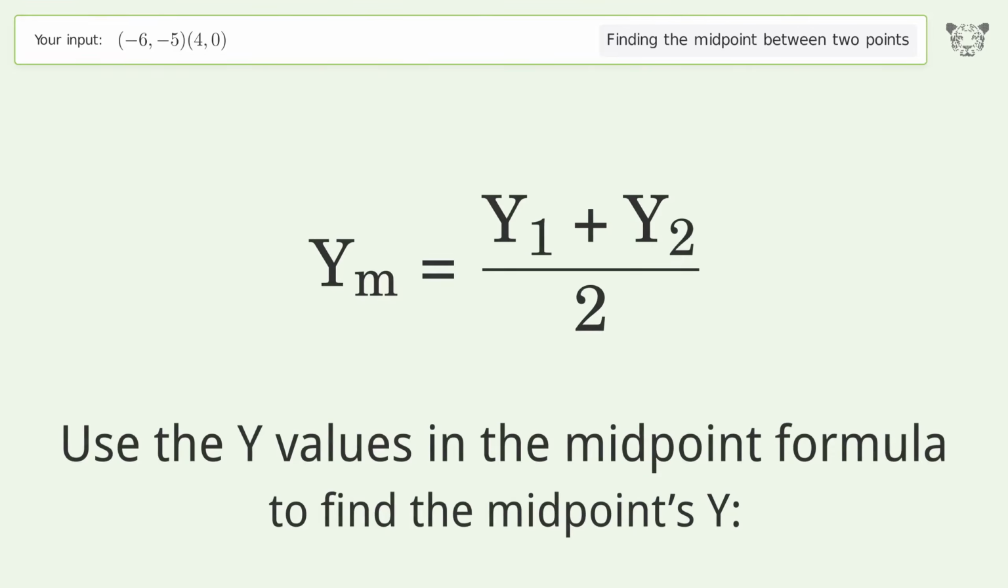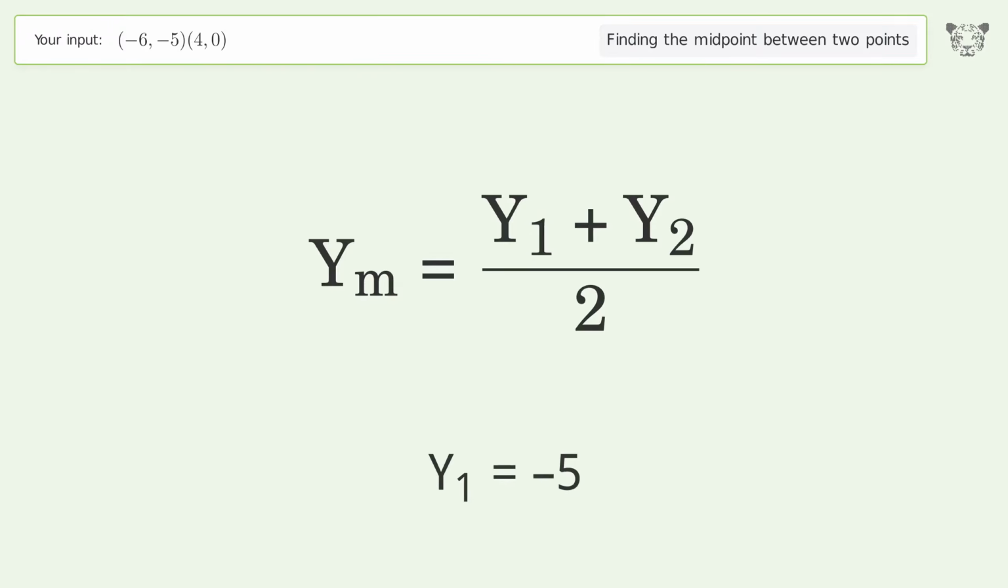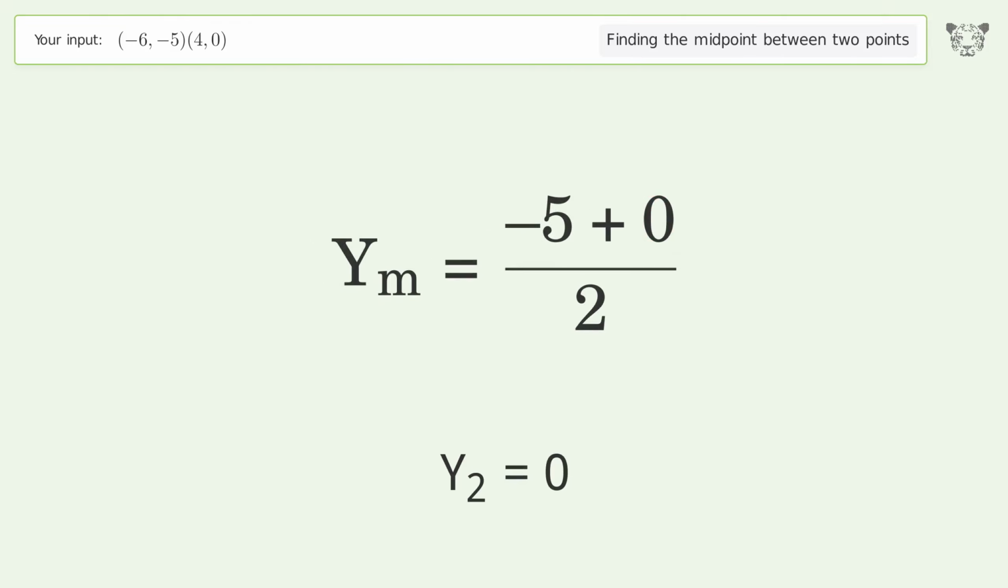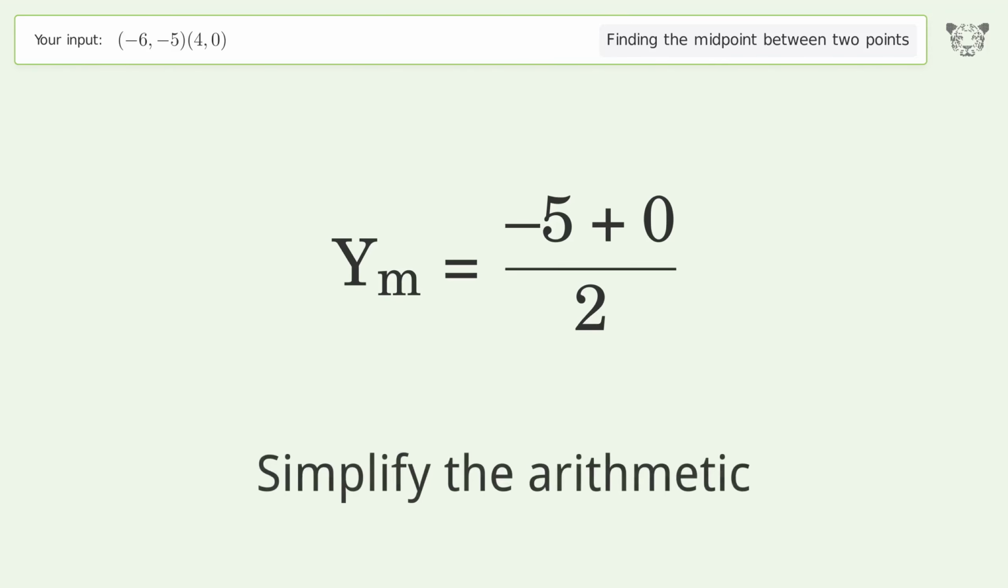Use the y values in the midpoint formula to find the midpoint's y. y1 equals -5. y2 equals 0. Simplify the arithmetic.